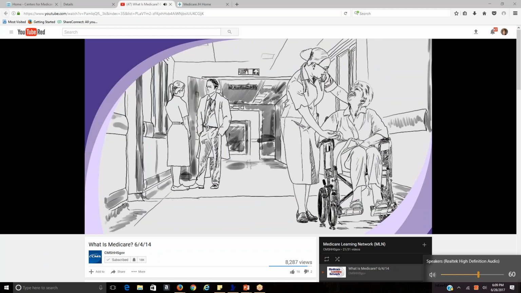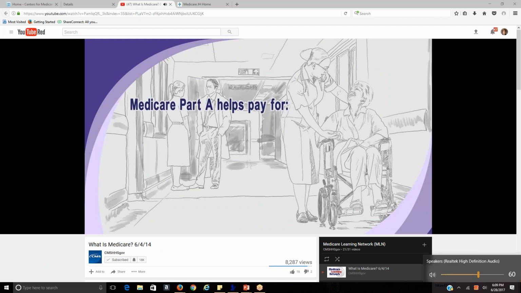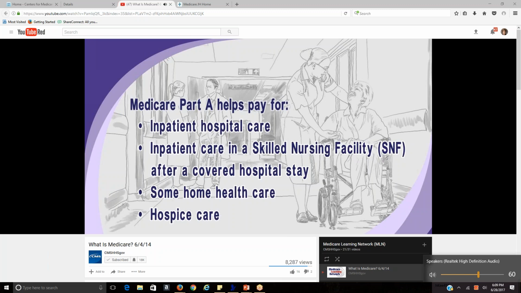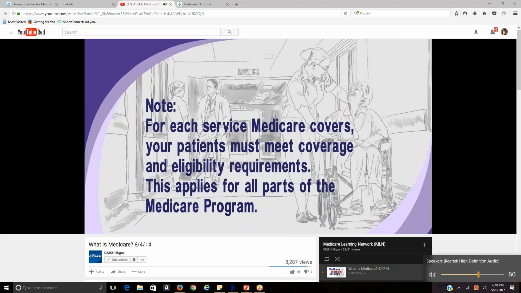We often call Medicare Part A hospital insurance. Part A helps pay for inpatient hospital care, inpatient care in a skilled nursing facility, SNF, after a covered hospital stay, some home health care, and hospice care. Please note, for each service Medicare covers, your patients must meet coverage and eligibility requirements. This applies for all parts of the Medicare program.